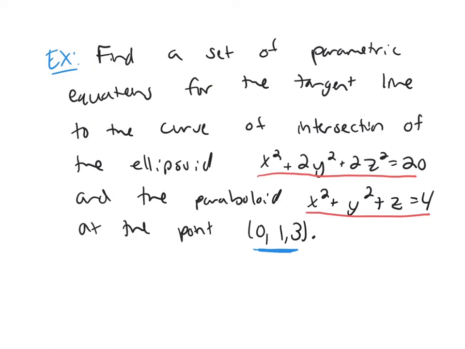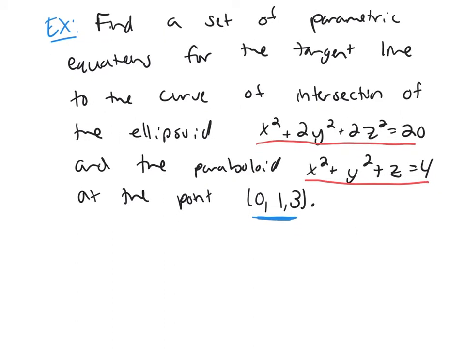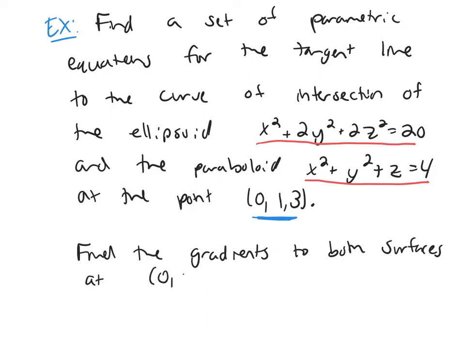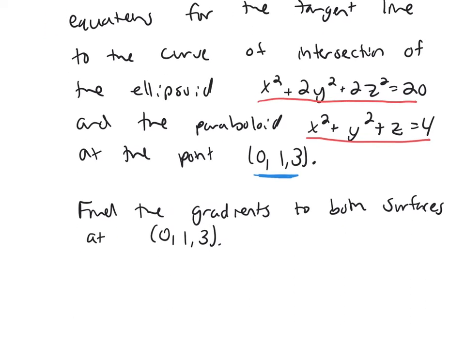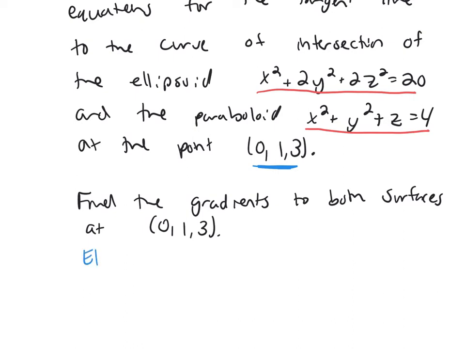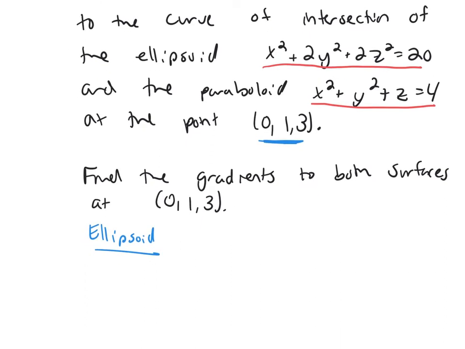So what we're going to do is we have two surfaces here, and we're going to find the gradients to both surfaces at this point (0, 1, 3). So we're going to take our ellipsoid, and again you need to move your constant over. You need to have 0 on one side of your equation. So f is x squared plus 2y squared plus 2z squared minus 20.